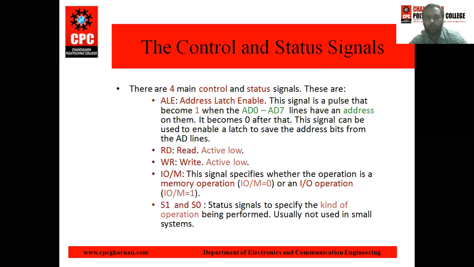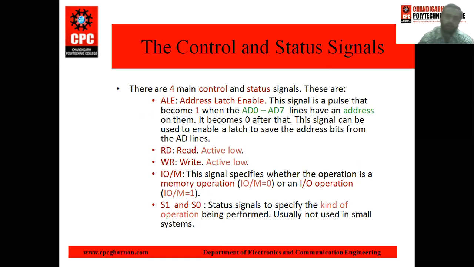Next, after that, control signals. We have four main control signals. First is ALE, that is address latch enable, we discussed earlier. If the value of ALE is 1, then on pins AD0 to AD7 we have an address. If the value of this pin is 0, in that case the pins AD0 to AD7 carry the data.